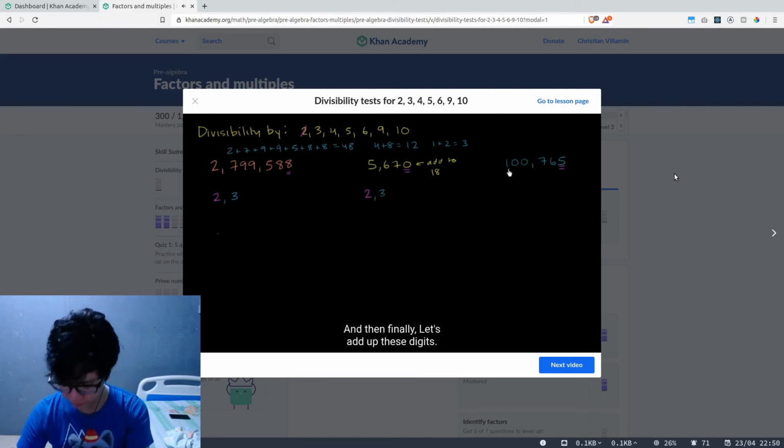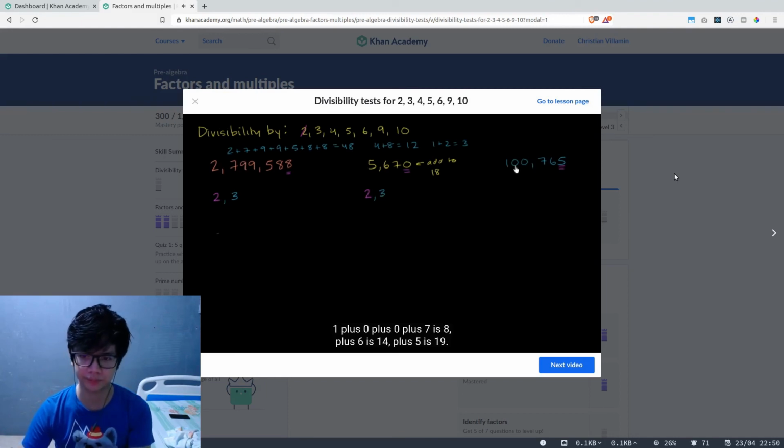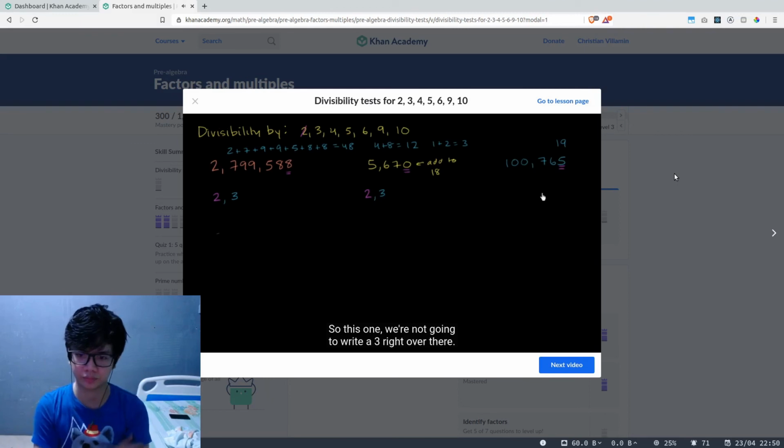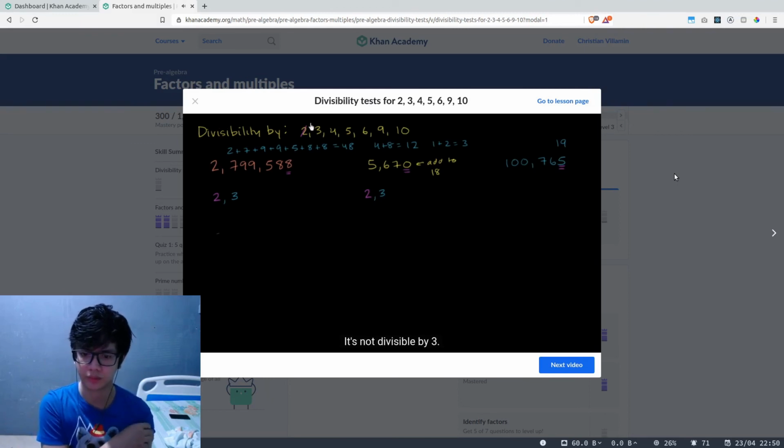And then finally, let's add up these digits. 1 plus 0 plus 7 is 8. Plus 6 is 14. Plus 5 is 19. Did I do the 8? Yep, 19. So we summed up the digits. 19 is not divisible by 3. So this one, we're not going to write a 3 right over there. It's not divisible by 3.